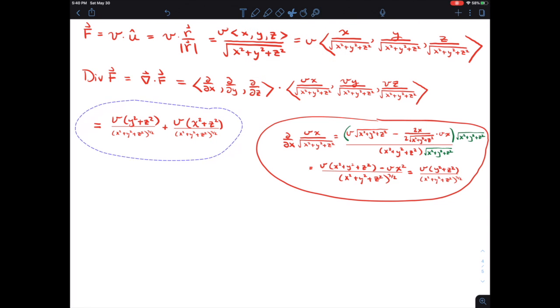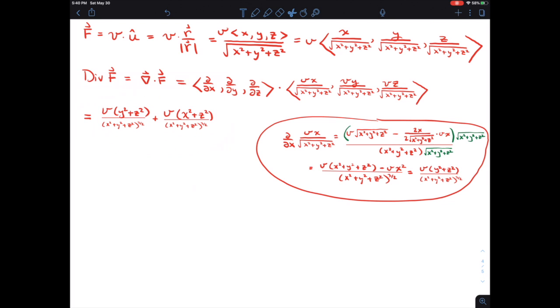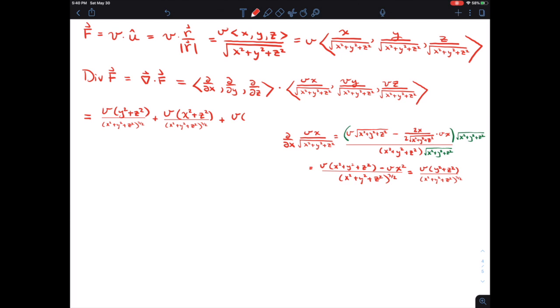Okay, let's just make a little space here. I think that other thing's getting in the way. So finally, the last term would have the v, and this is with respect to z, so you get the x squared plus y squared in here, like that, and same denominator. Okay, so that's what this is going to end up being.